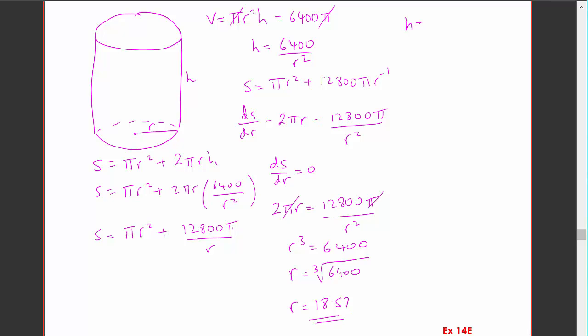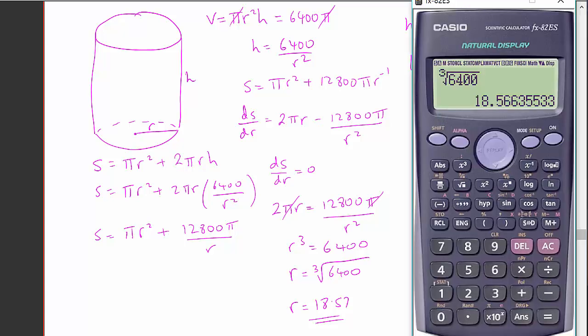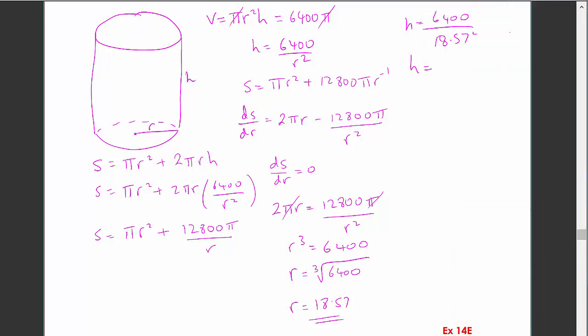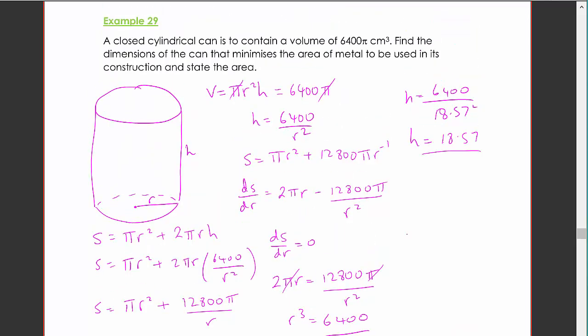Okay, so h is going to be 6,400 over 18.57 squared. So we want to do 6,400 divided by the last answer squared. That will give me 18.57 as well, interestingly.